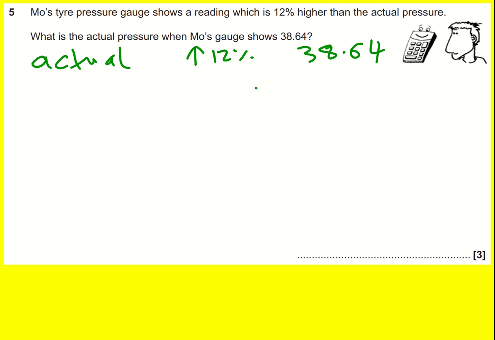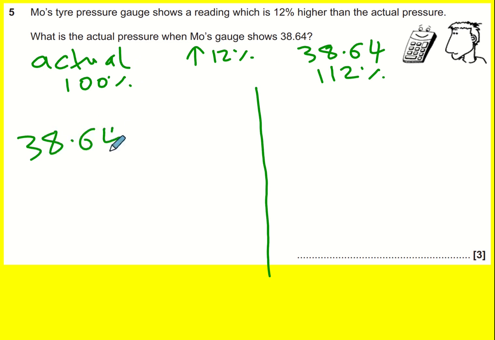Well, I'm going to talk about two methods. First method, okay, so our actual one is 100%. It's gone up by 12%, and that means that 38.64 is actually 112% because I've just added these two percentages together. So if I've got that, I can write down that 38.64 is, I don't want to say equals 112%, but is equivalent to, essentially.